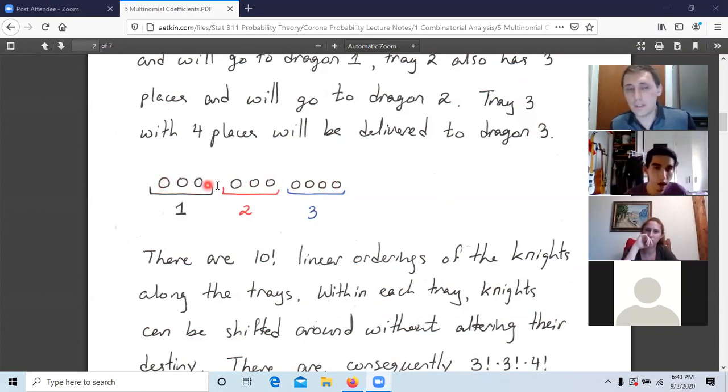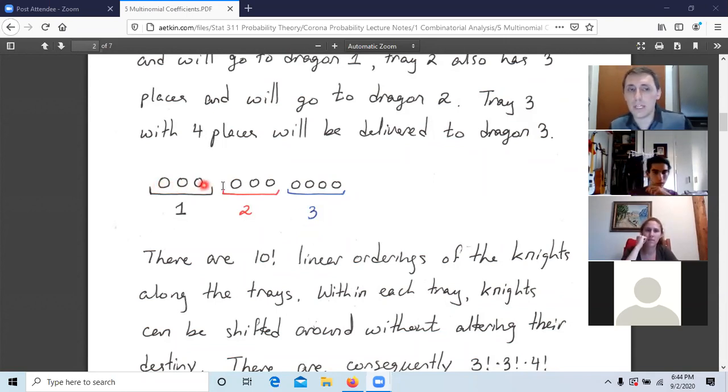Now look at it. How many synonyms are there? For each particular outcome, I can rearrange knights on tray 1 without bothering anything. I can rearrange knights in tray 2 and knights in tray 3. So that means that for a particular outcome, there are going to be 3 factorial times 3 factorial times 4 factorial permutations. So if you take 10 factorial and divide by 3 factorial, 3 factorial, 4 factorial, you get all the possibilities. Does it make sense?